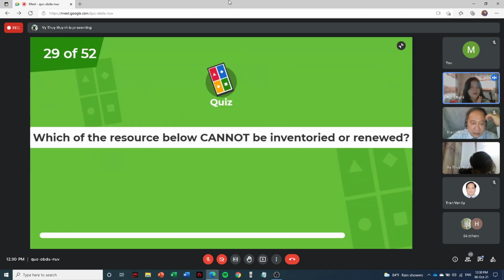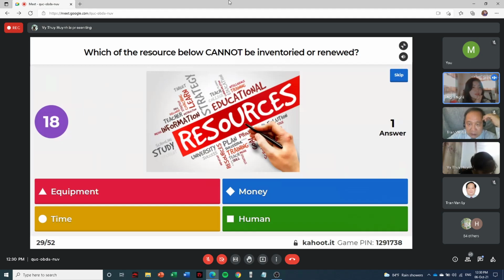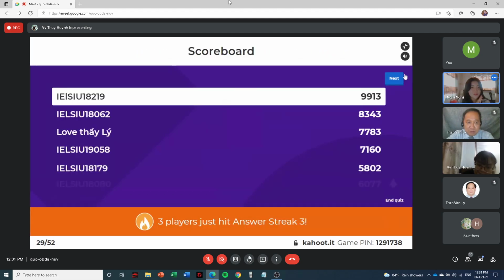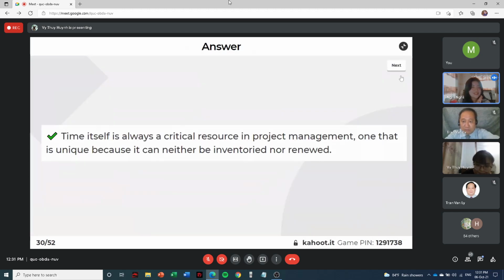Be patient, we're almost there. Another question. Which of the resources below cannot be inventoried or renewed? Tick-tock, tick-tock. Yes. Okay, it's time. Very easy, right? Okay, not surprised at all when we look at the top 3 people.